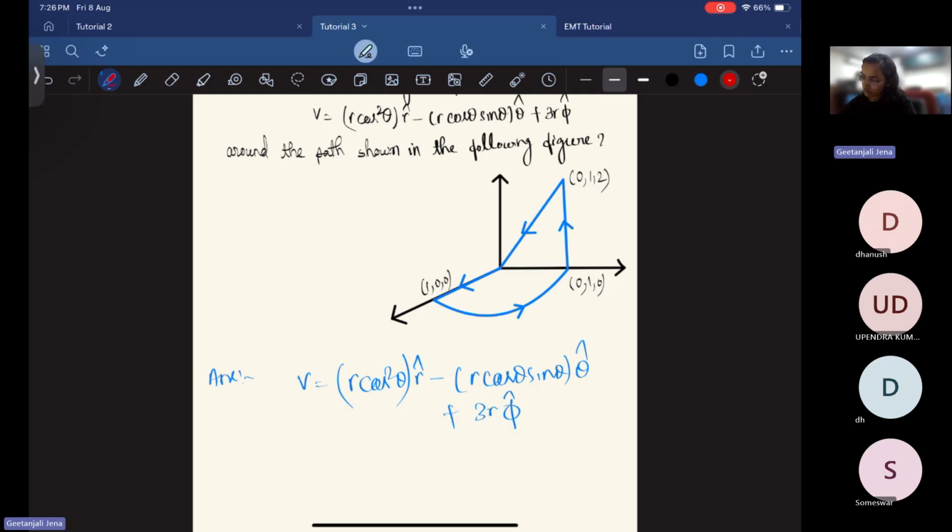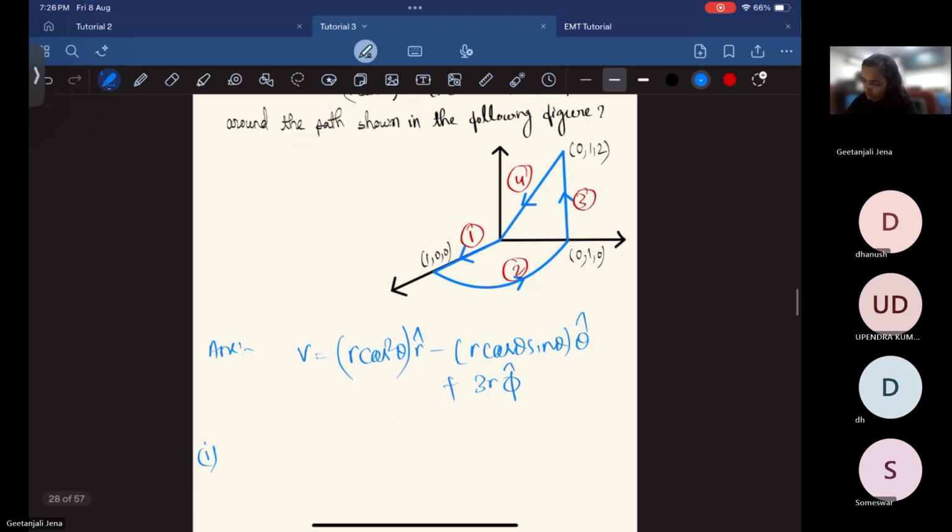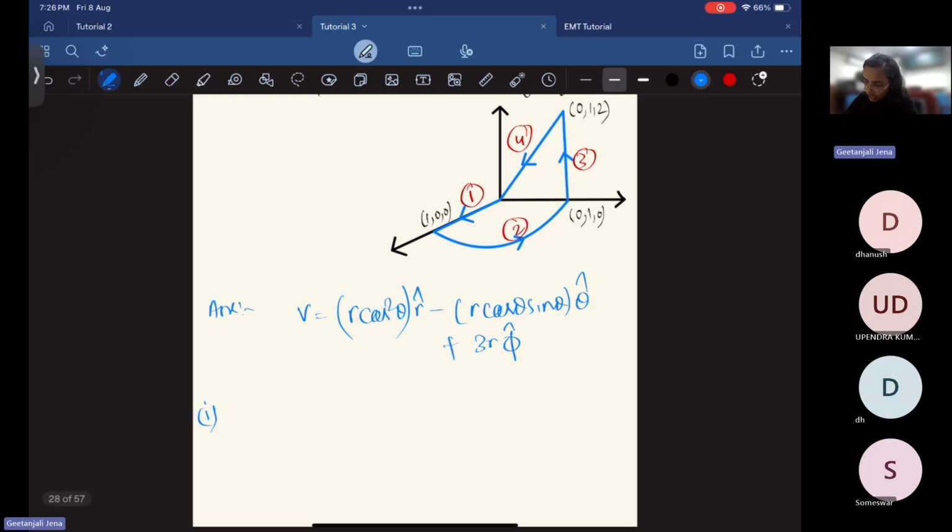So let us define the path. This is path 1, path 2, path 3, 4. For path 1, what we have, R is changing from 0 to 1, right? So theta is constant, theta is pi by 2, and phi is also constant, which is 0. So length element will have only the R component, that is dr r cap. It won't have any theta and phi component.